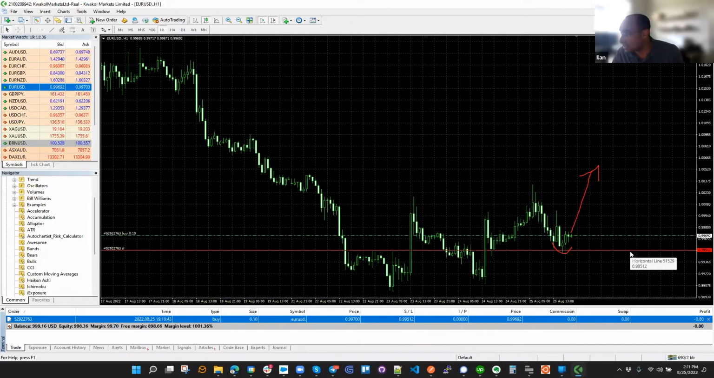But can anyone tell me how much money I'm risking on this position? Anybody? Can anybody tell me how much money I'm risking on this position? Come on, guys. No ideas. No ideas how much money we're risking. Okay, that's a problem on its own. Okay, so let me show you how you calculate that, right?